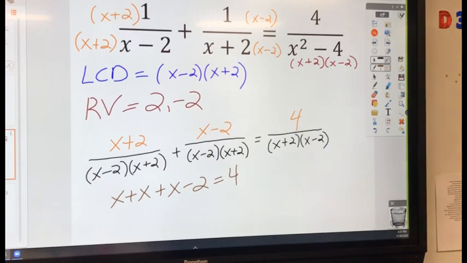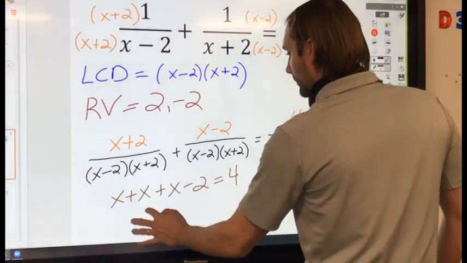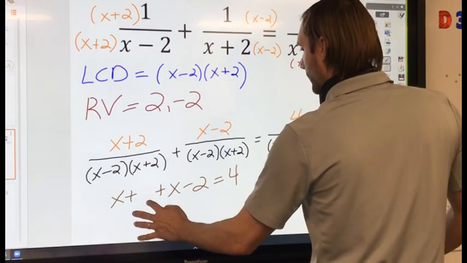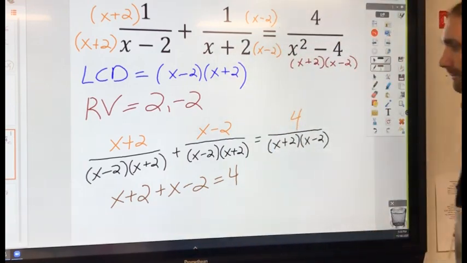And now let's solve for x. Oops. That should be a 2. So the equation that we're writing is x plus 2 plus x minus 2 equals 4. Yes, that's what you're going to write. And now let's solve it.